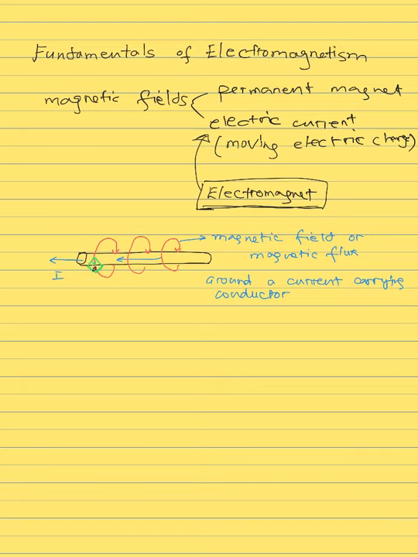Now let's see, instead of a conductor only, there are many turns of this conductor used, which is called a coil. So now we're looking at the magnetic field in a coil. Let's say this is how the coil is wound.